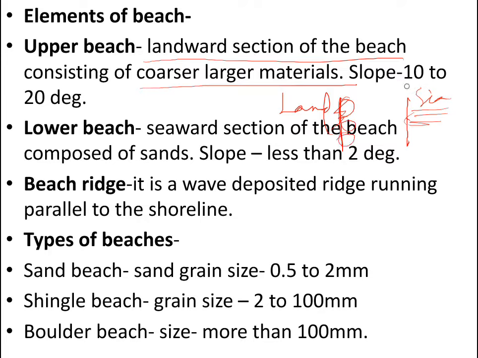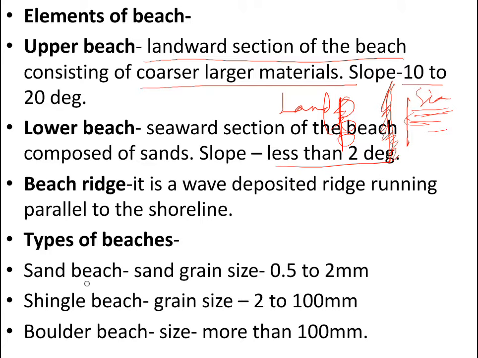The slope gradient of the upper beach will be around 10 to 20 degrees, whereas the lower beach, the seaward section of the beach, is composed of sands. Its slope is less than 2 degrees. Beach ridge: it is a wave-deposited ridge running parallel to the shoreline. Suppose this is the shoreline, so ridge-like structures are formed, deposited parallel to the shoreline.